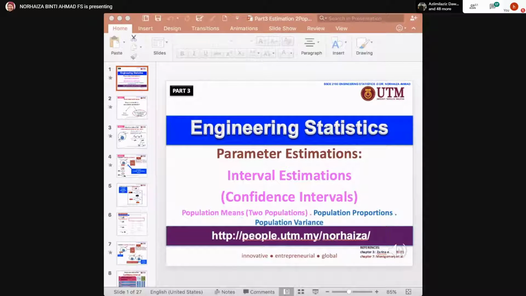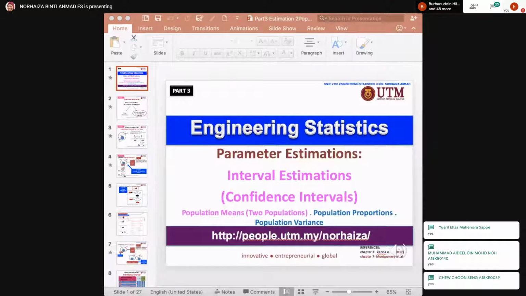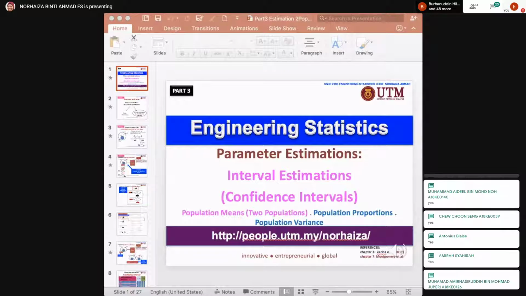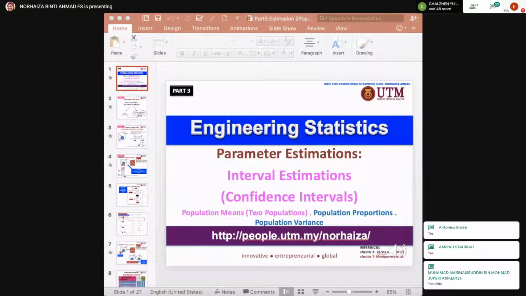Right. Now can you see my slides? All right, great. Okay, so this is part 3 of parameter estimations.